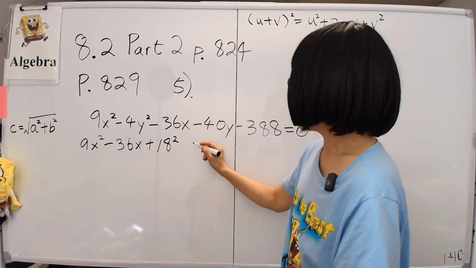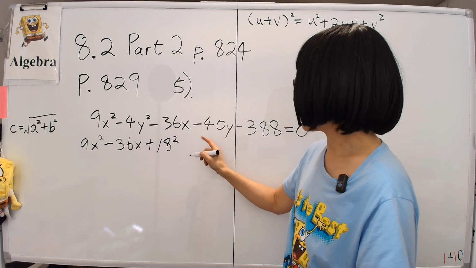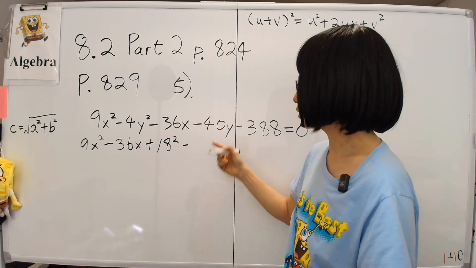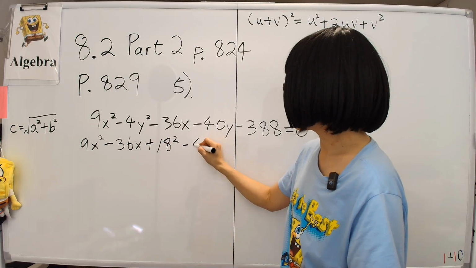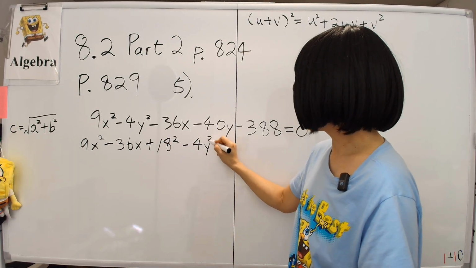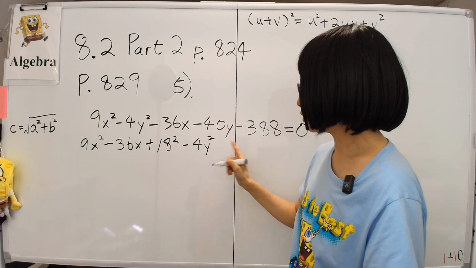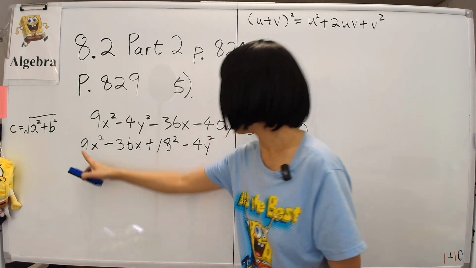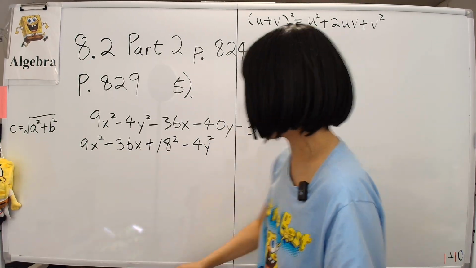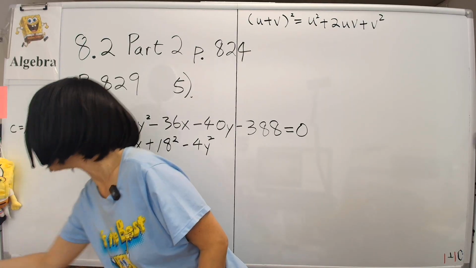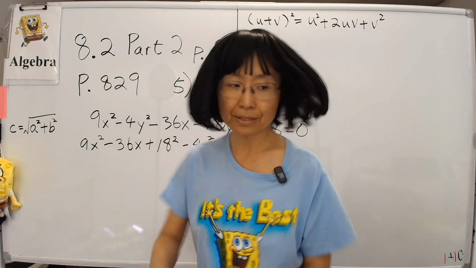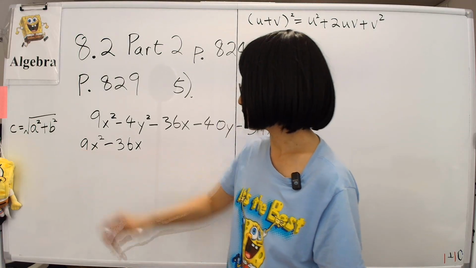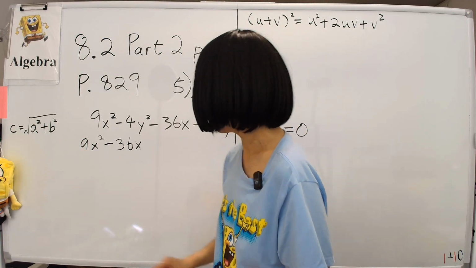And then next we have minus 4y squared, and then wait, I said that wrong, because for the 9x, we have to factor out the 9. This is not how it's done. Let me erase it. Yeah, we have to first factor out the 9. I forgot all about that.